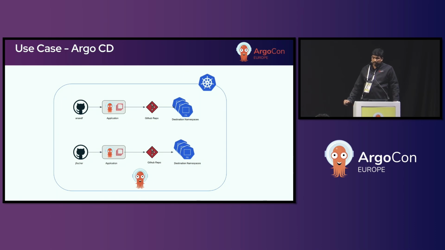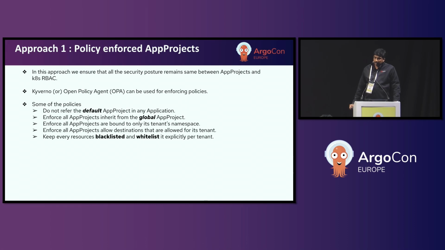So this is the use case that we are planning to demo. Let's say that I'm developing an internal developer platform, wherein there are multiple GitHub users, and I want to use the same cluster to deploy to multiple namespaces. So the first approach is the policy enforced app projects.